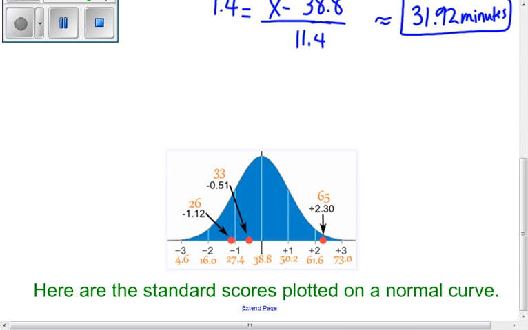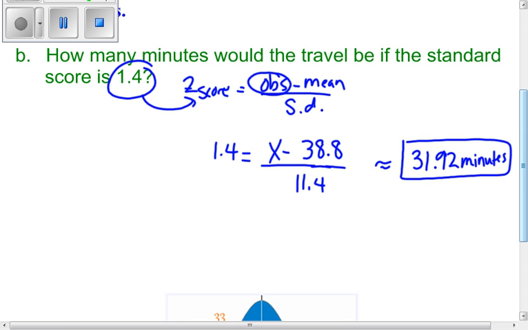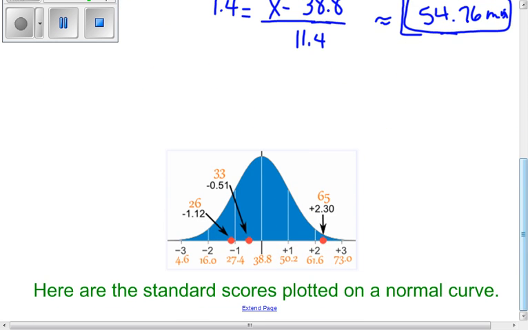You know what? I just messed up back there, you guys. Sorry. I didn't do this right. 1.4 times 11.4, and then add the 38.8 to it. Should not be that number. It should instead be 54.76 minutes. So sorry about that. And that makes more sense. 1.4 standard deviations should be about 54.76 minutes.